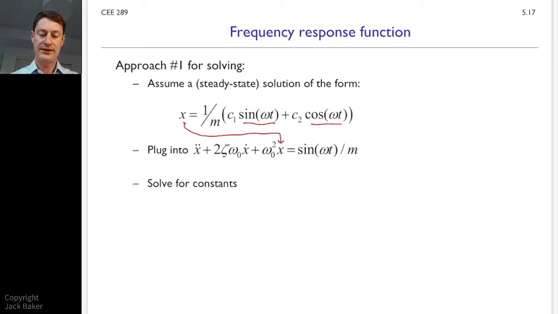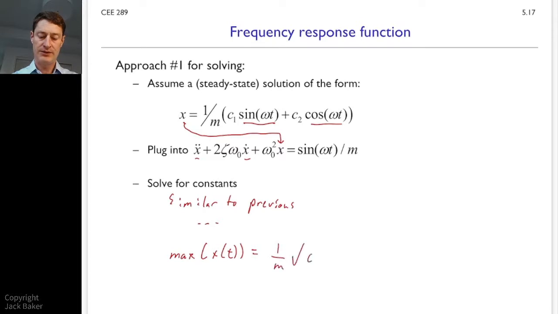Then I could take the derivative of x and substitute it in for the derivative term, and take the second derivative and substitute it in. And then we could solve for the constants, c1 and c2, because everything would be defined except the c1 and c2. So we could do that. That would be similar to the previous impulse response work that we did in the previous video. And what we would see is that the max of x of t would equal 1 over m square root c1 squared plus c2 squared.